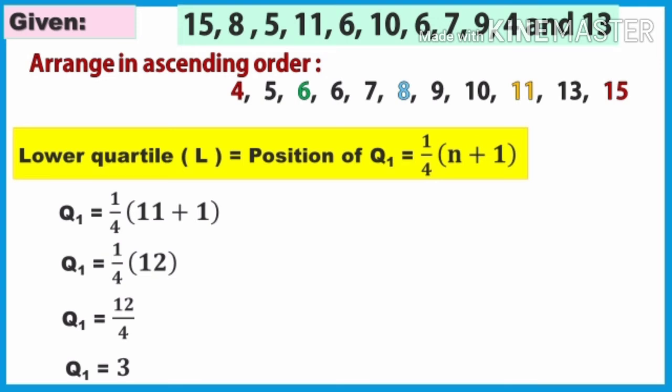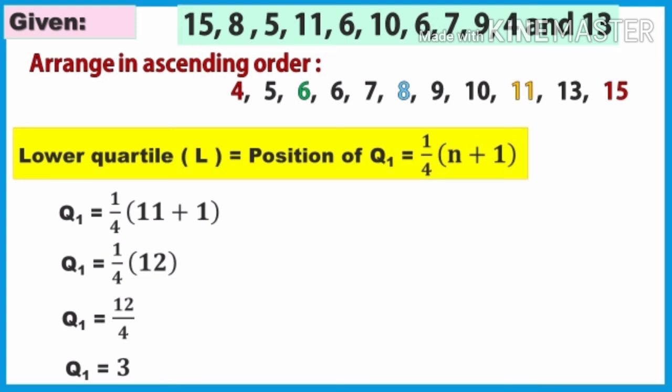So, sa ungrouped data, kailangan muna nating i-arrange in ascending order or mula sa mababang value pataas. So, we have 4, 5, 6, 6, 7, 8, 9, 10, 11, 13, 15. Okay? So, to find the lower quartile, ito yung formula na gagamitin natin. We have the quartile 1 or the first quartile equals 1/4 times n plus 1.